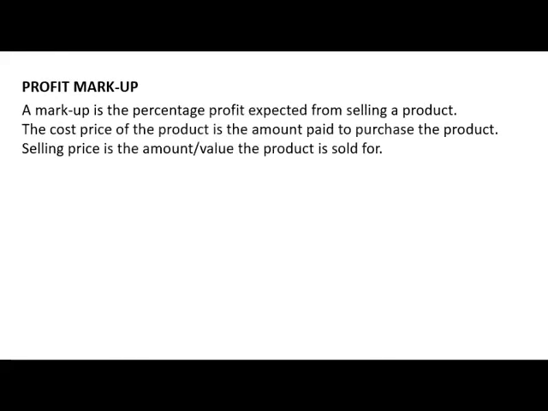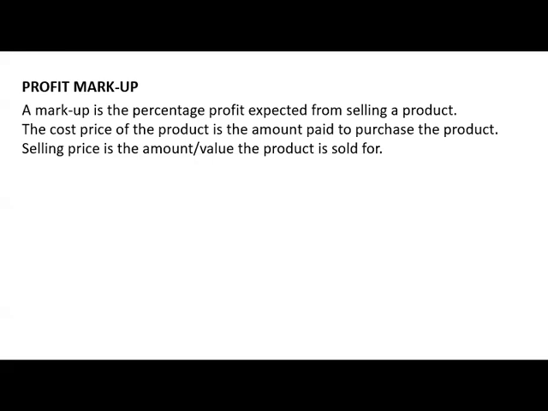Today we are going to be doing profit markup. What is a profit markup? A markup is the percentage profit expected from selling a product. The cost price of the product is the amount paid to purchase the product, obviously plus any directly attributable costs. And the selling price is the amount or value the product is sold for. Basically, markup is selling price per unit minus cost price per unit divided by cost price if it was on cost.